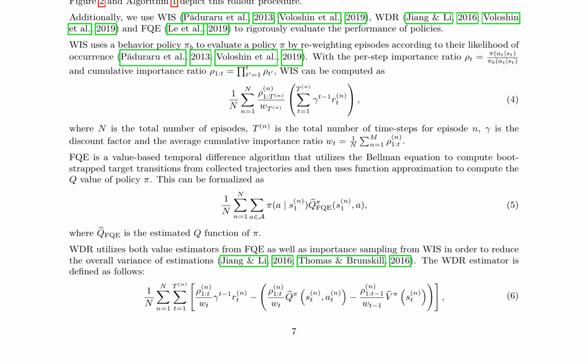The evaluation loop continues until the final time step T, at which point the acuity score G1 through GT is returned. Figure 2 and Algorithm 1 illustrate the rollout procedure, which generates a sequence of actions by predicting how the patient's state evolves as a result of those actions. Equations 4, 5, and 6 provide the mathematical formulations for the WIS, FQE, and WDR estimators, respectively. These equations demonstrate the use of importance sampling, value-based temporal difference learning, and weighted doubly robust estimation to evaluate the performance of policies in sequential decision-making processes.